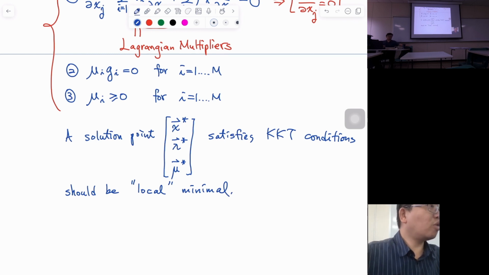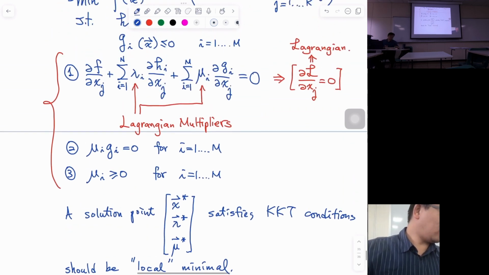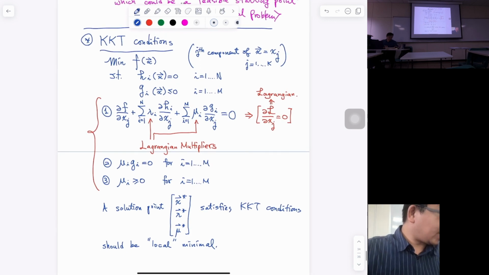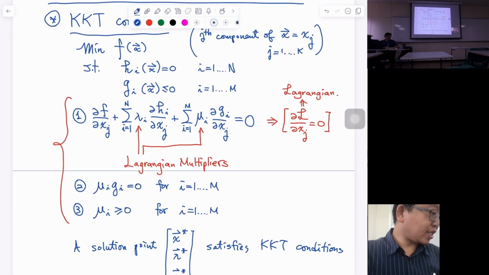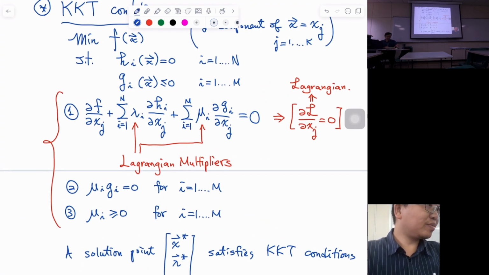At least, in most of our problems, we assume there's a local minimum and it's actually global. So if you can find a solution point that satisfies all these, then it should be at least a local minimum. And if you have a problem that has multiple local minimums, that's not a problem that we are handling at this point. Okay? So we will derive all three equations next time. I will tell you why.